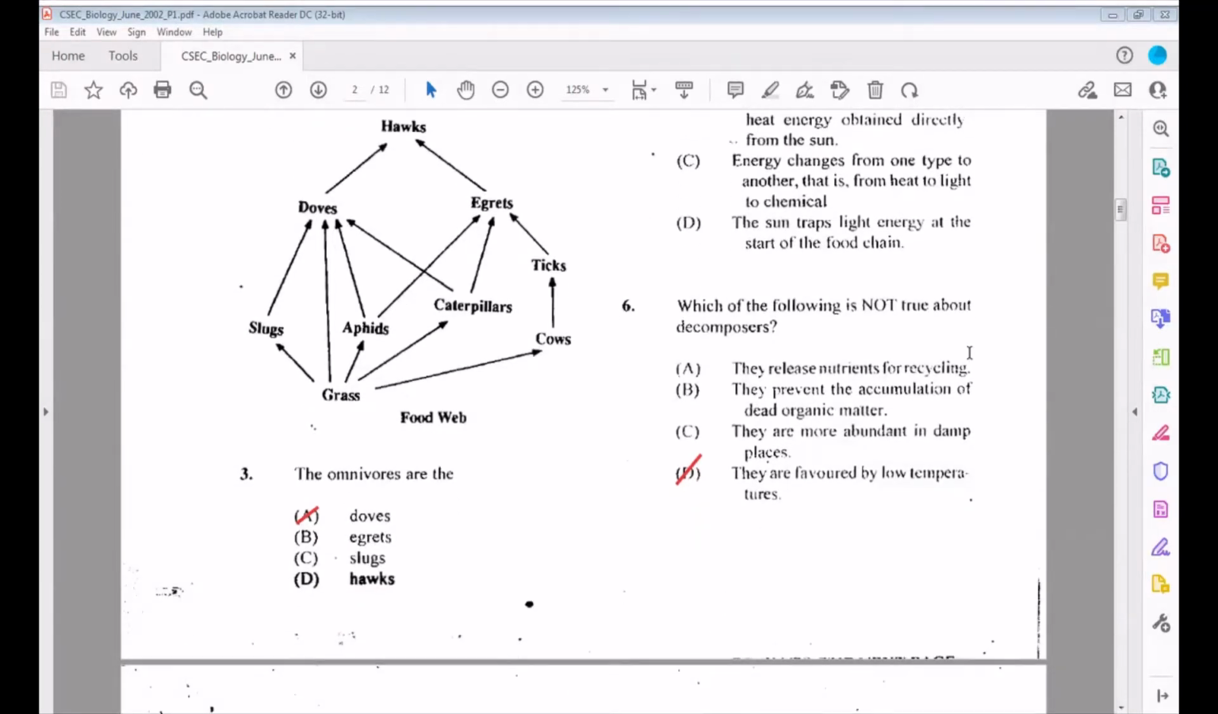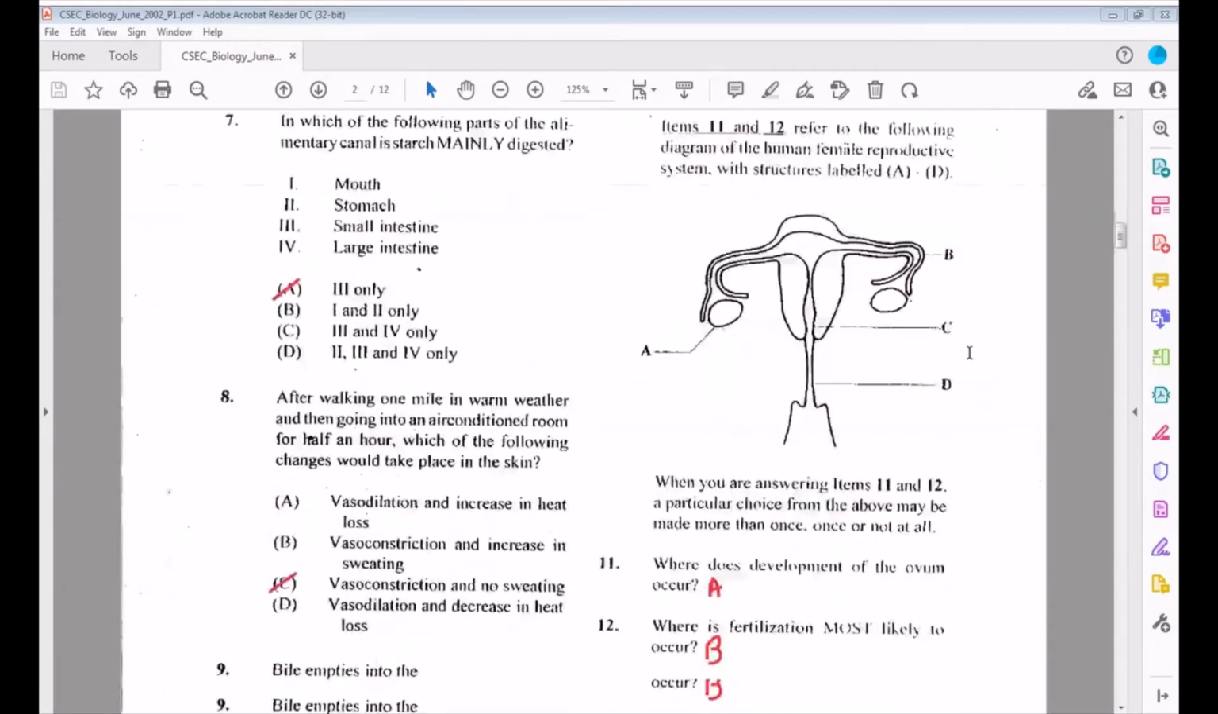6. Which of the following is not true about decomposers? The answer would be D. They are favored by low temperatures.